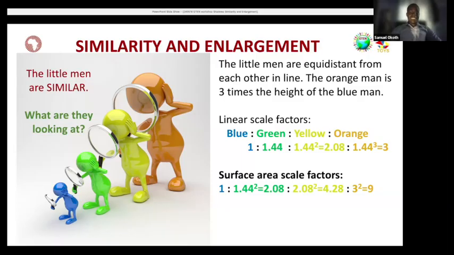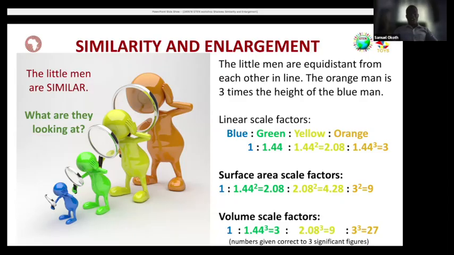Similarly, if we look at it as the surface area scale factor, beginning from 1 to 2.08 to 4.28 to 9, as the color progresses from blue to the orange one. And if we also have a look at the volume scale factor, it progresses from 1 to 3 to 9, then to 27.